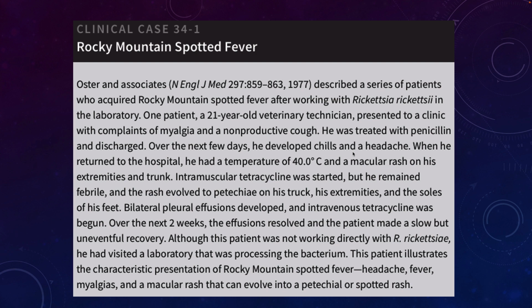The rash evolved to petechiae, so broken blood vessels on his trunk, his extremities, and the soles of his feet. He developed effusions in the lungs. They began intravenous tetracycline. Over the next 2 weeks, the lungs resolved. The patient made a slow but uneventful recovery. Although he was not working directly with the bacterium, he had visited a laboratory that was processing it. So that laboratory had really poor standards. This patient illustrates the characteristic presentation of Rocky Mountain spotted fever: headache, fever, myalgia, and a rash that can evolve into a petechial or spotted rash.